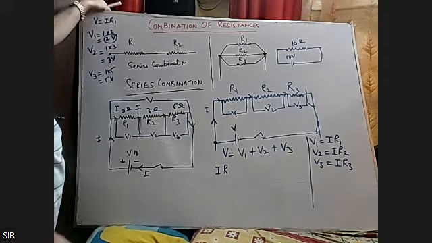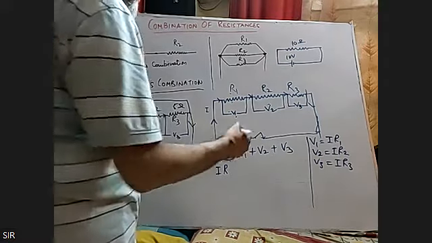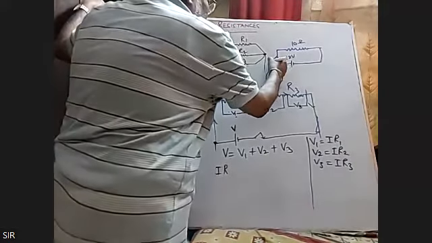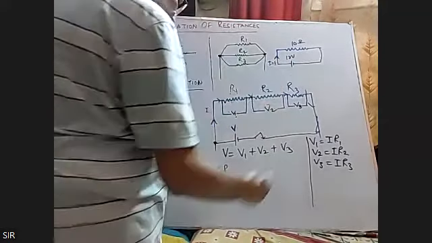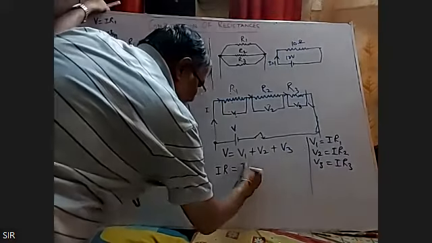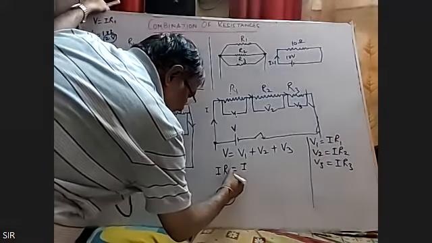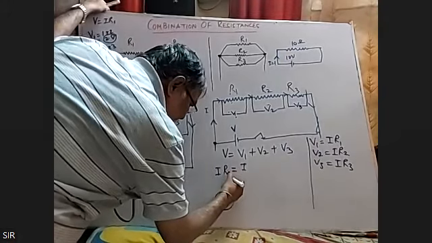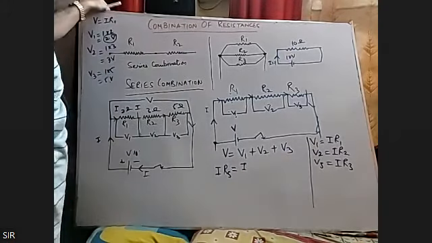So current is 1. Current is 1. You will be clear right now. Can I write now I R1? In place of R equivalent, we use RF. RF means R series.